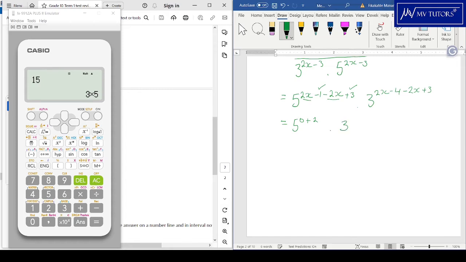Okay, let's go to the 3. 2x minus 2x gives me 0. And then minus 4 plus 3 is minus 1. All right, it's minus 1. So 5, 0 plus 2 is 2. 3, 0 minus 1, it's just minus 1. So I can rewrite this as 5 to the power 2 over 3, because remember, when you have a negative exponent, it goes to the bottom. Or I can say 5 to the power 2, which is 25 over 3. That's my final answer. That's it.